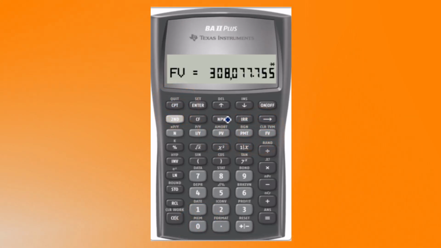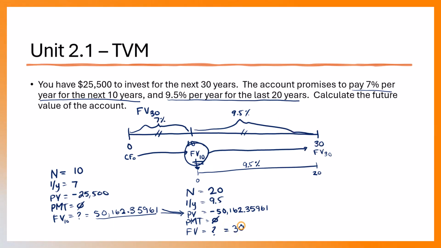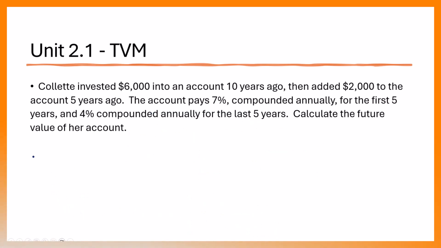Compute the future value. We can see that the future value of this account, as well as the answer to this question, is $308,077.75. So it's a two-step problem. The first step is shift that initial cash flow to the end of year 10, then shift that cash flow to the end of year 30, which is an additional 20 years on that problem.